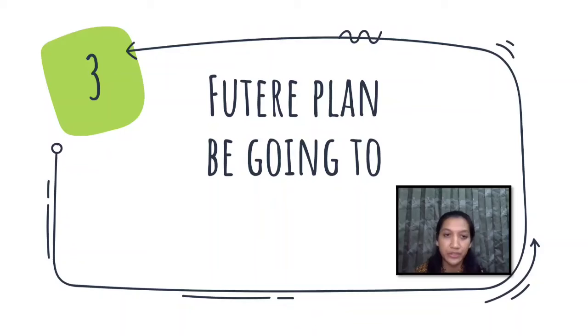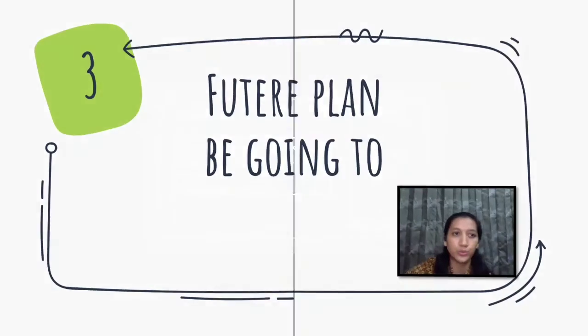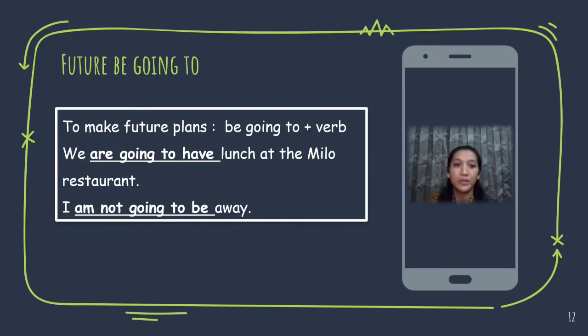Besides, we learn parts of invitation. Now we are going to learn how to express a plan. We are going to learn how to use be going to. To make future plans, you can use this kind of sentence form: be going to, followed by a verb action. The first example, "We are going to have lunch at the Milo restaurant." After the subject, you mention the to be, and then going to, and the verb action here is have.